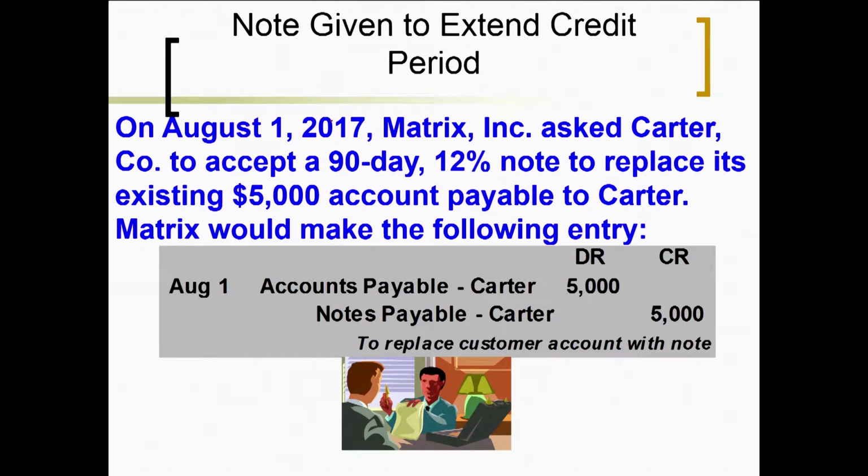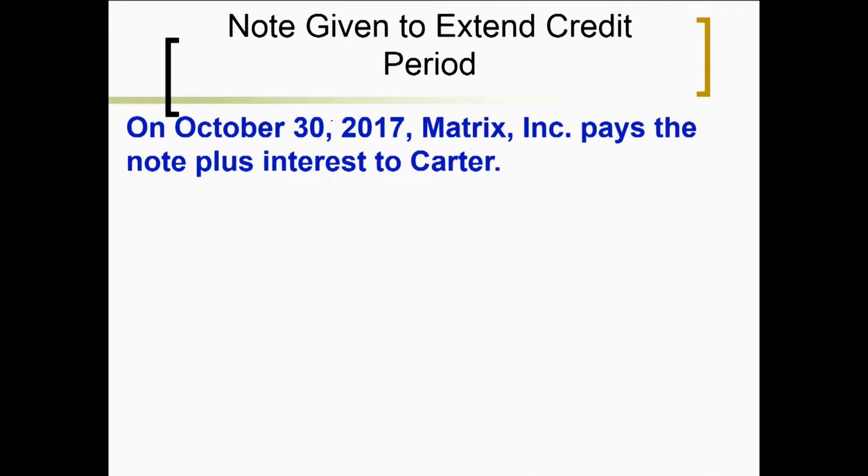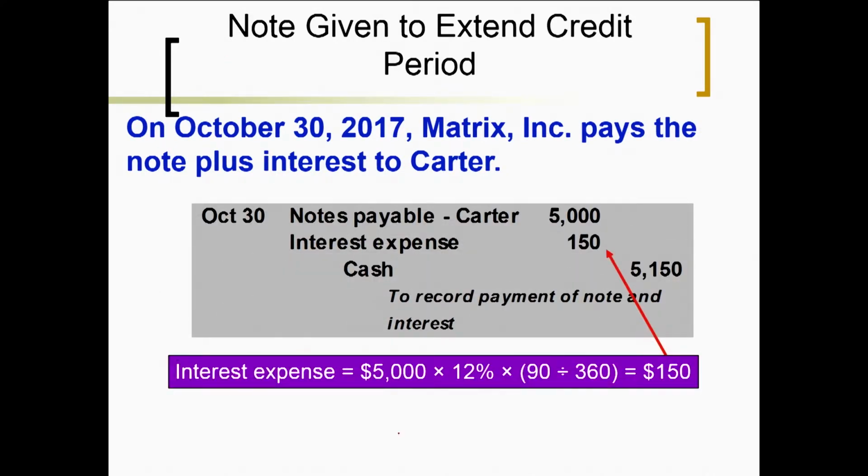Okay? So we're Matrix. We take the accounts payable liability off our books and we substitute the note payable to Carter. Are you with me? Okay? So now we have a note payable to Carter that's due in 90 days. Now when we pay that, we have to pay more than just the $5,000, don't we? We have to pay the interest.